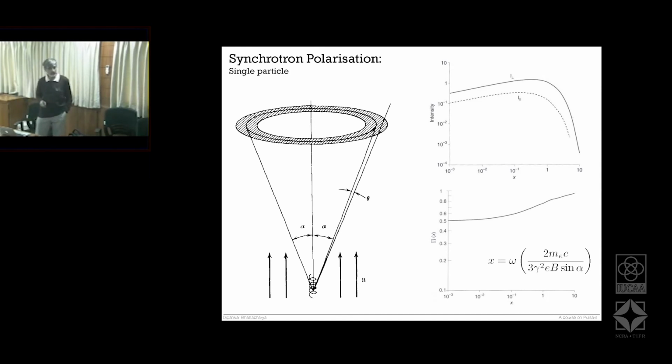When you look at the polarization as a function of frequency, that is this minus this, divided by this plus this, you get something rising. Around the maximum, it is nearly about 70 to 80%. What is that X? X is frequency in units of the critical frequency.